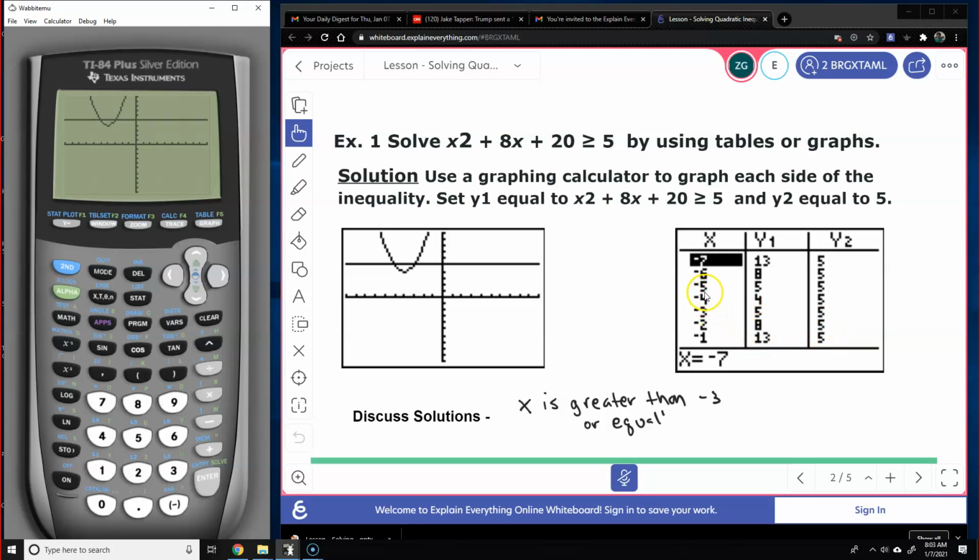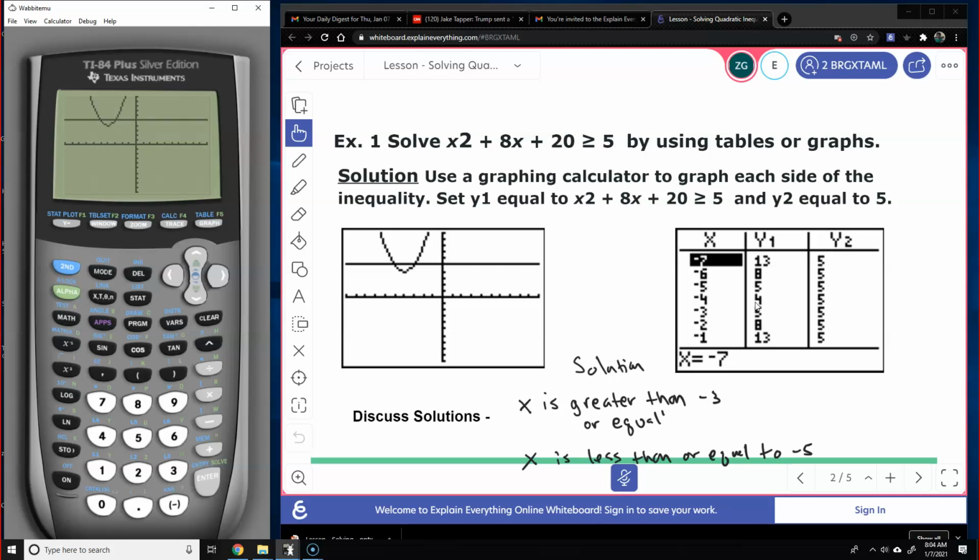Now if you look at -5, at -5 it's 5, and then as we go to the left of -5, -6, -7, the y does increase. So it's going to be x is less than or equal to -5. So this is the solution, okay?